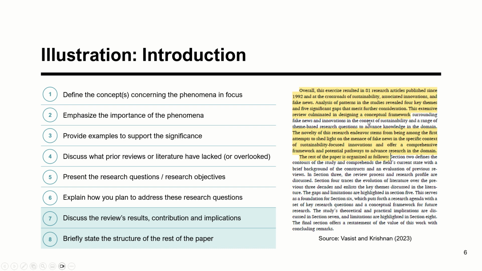Which is where, to take an illustration once again, in this article, the authors discuss that they reviewed 81 research articles from 1992 and what were the results that they found, what is the novelty of the study, and how the rest of the paper is actually organized. So that kind of wraps up the introduction, and someone who's just reading the introduction is able to get a clear snapshot of what is happening in this paper.